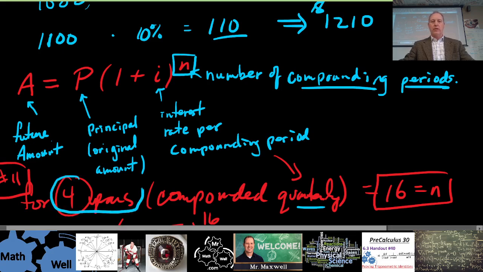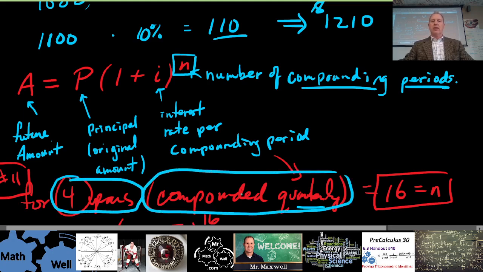You have 4 years compounded quarterly. Well, that's 4 years times 4 calculations per year. That means that n, the total number of compounding periods, is 16. It's 4 times 4. All right, if you had 4 years and the interest was compounded monthly, then that would be 4 times 12, or 48 compounding periods, right?